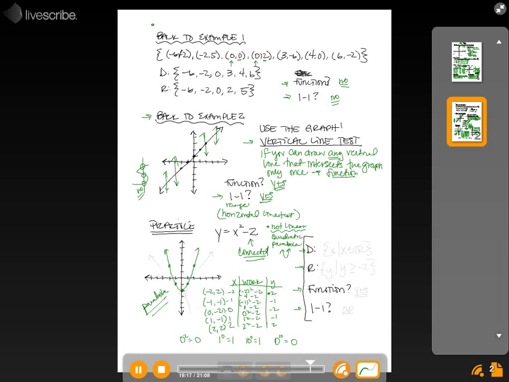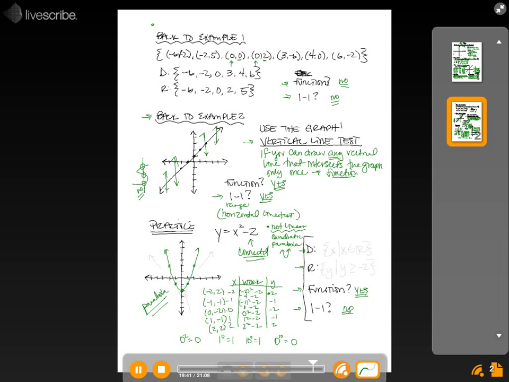So we're going to list out now our domain, our range, whether it's a function and whether it's 1-to-1. I'm going to start with function, because function is probably the easiest. We're going to use that vertical line test. I can draw any vertical line on that parabola, and it's going to only cross once. So yes, this is a function. If I draw a horizontal line, though, it's going to cross twice. So no, it's not 1-to-1.